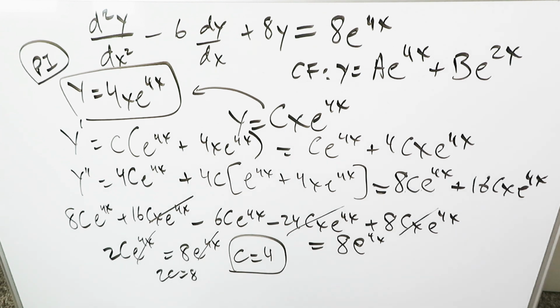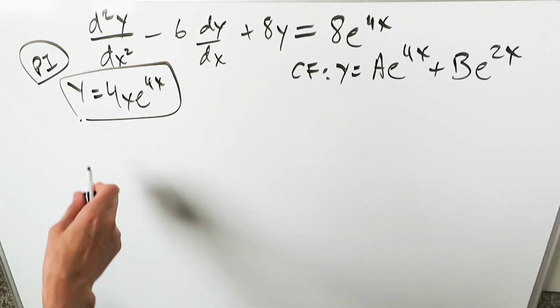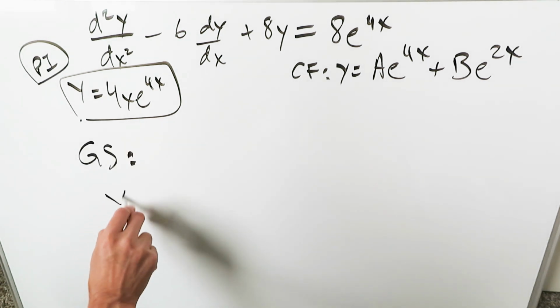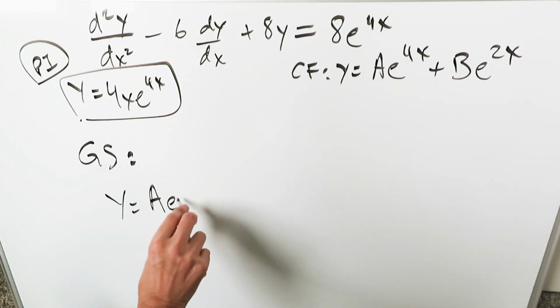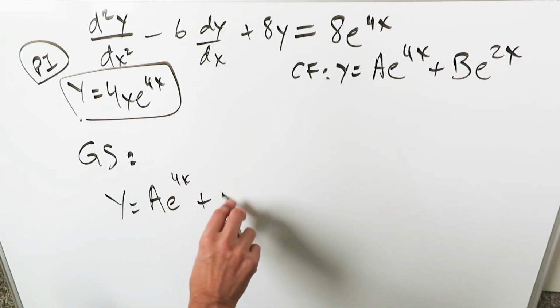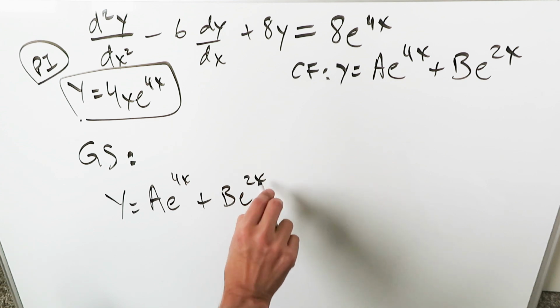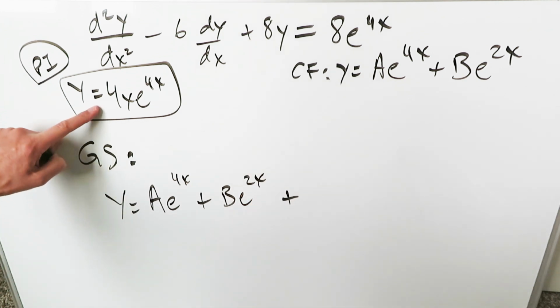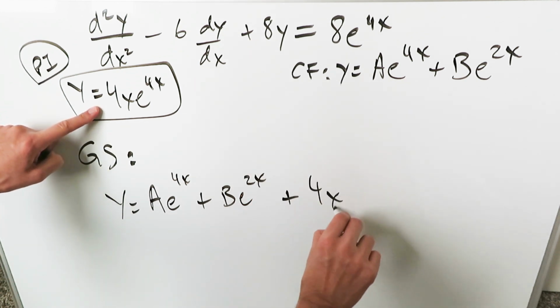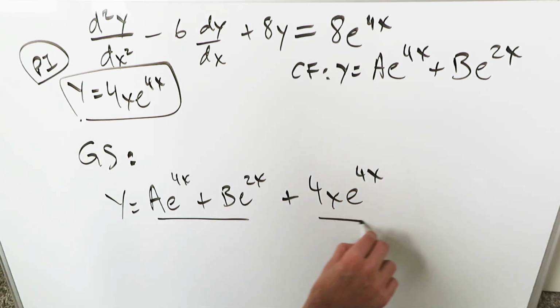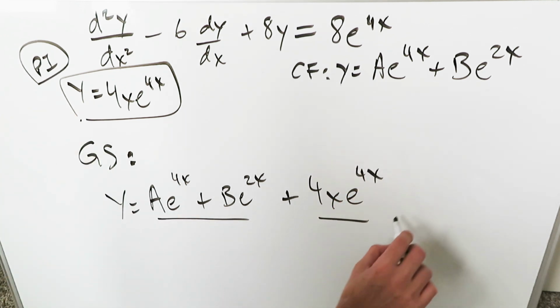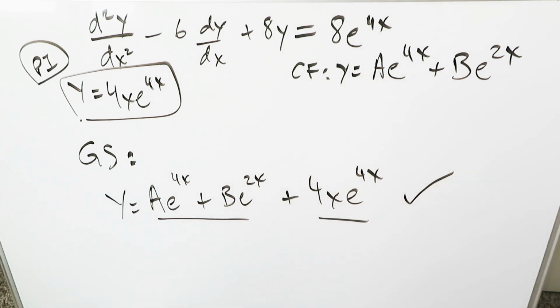Let's post our general solution. Our general solution is this: y is equal to, bring in your complementary function a e to the power of 4x plus b e exponent 2x, plus this, your particular integral, 4x e to the power of 4x. Complementary function, particular integral, but all of this is our general solution, and it should be right, and we are done.